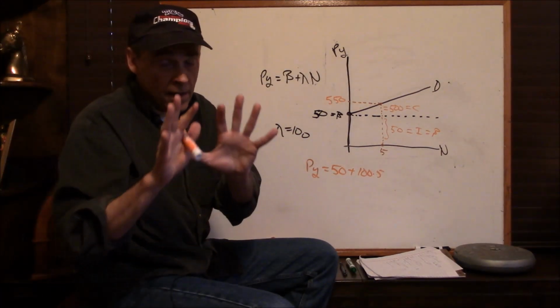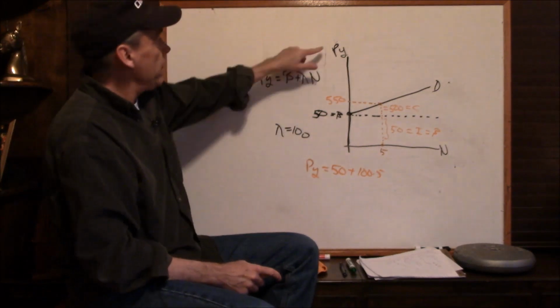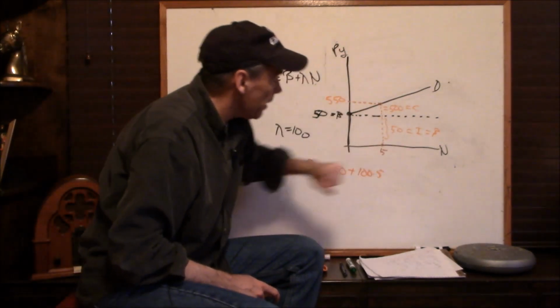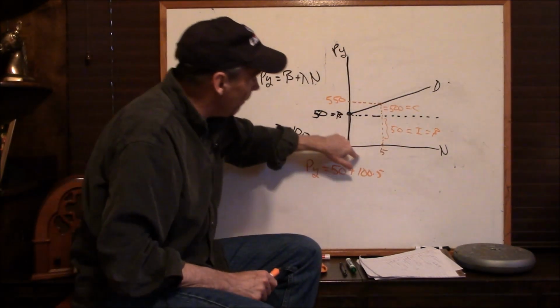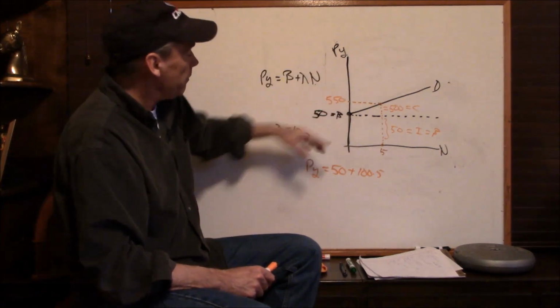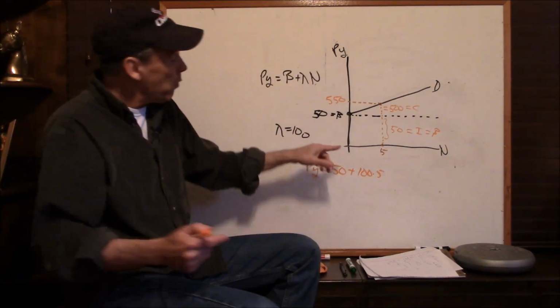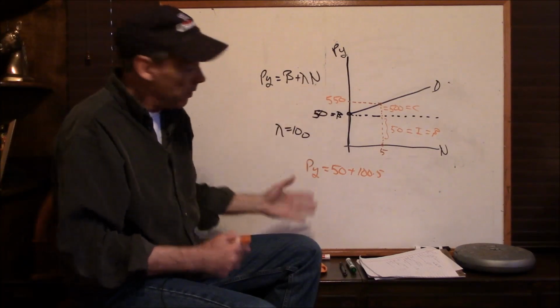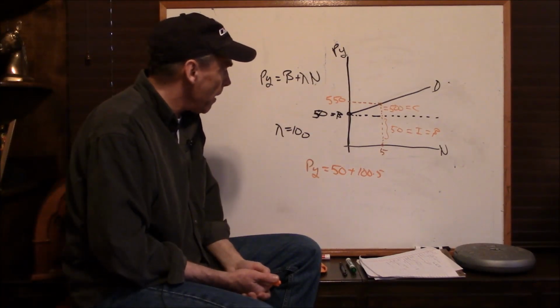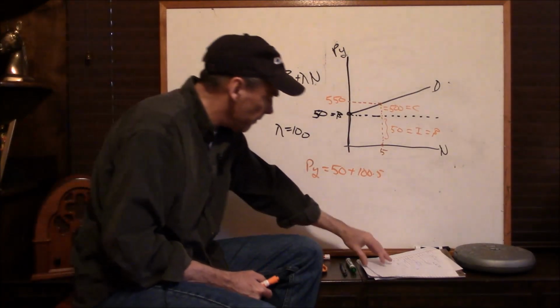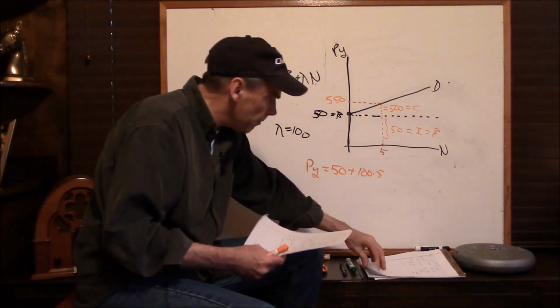And once again, lambda was the change in this variable divided by the change in that variable. Therefore, for every 1 unit change here, this goes up by lambda, which in this case was 100. I think that's it for that. Let me see what else I got written down here.